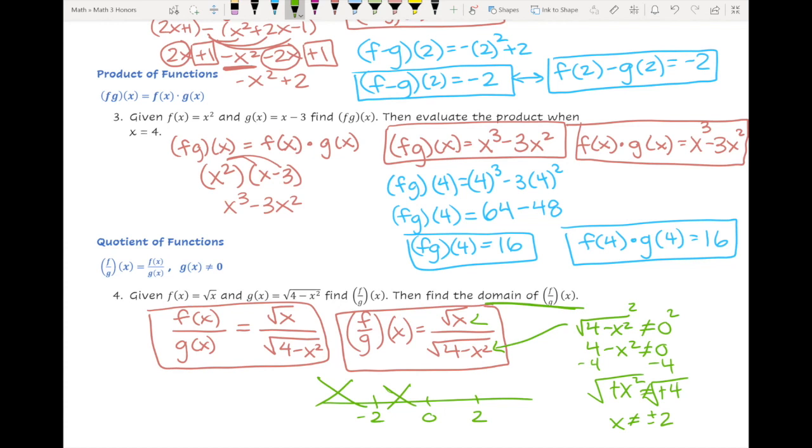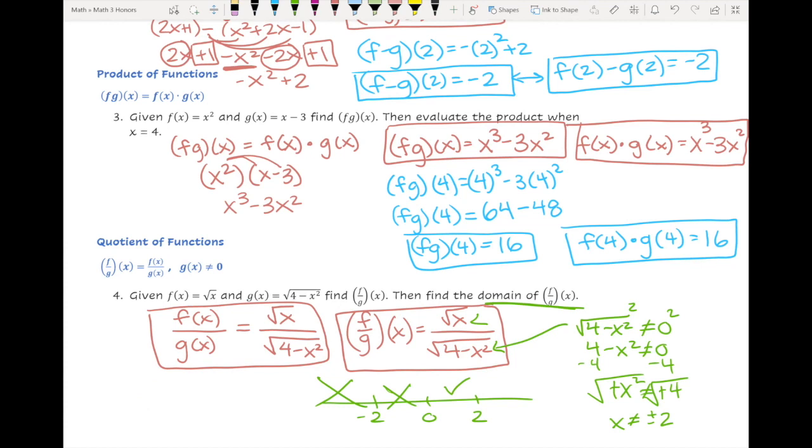Let's pick a number in this section. So maybe like a positive 1. Square root of positive 1 over the square root of 4 minus 1 squared. I get a 1 in the numerator. Good, that works. I get the square root of 4 minus 1, so 3. I don't really care how messy this number is. What I just wanted to know is if I'm taking the square root of a negative or if I have to divide by 0, and I'm not doing either of those, so this section does work. So check, that part is in my domain.